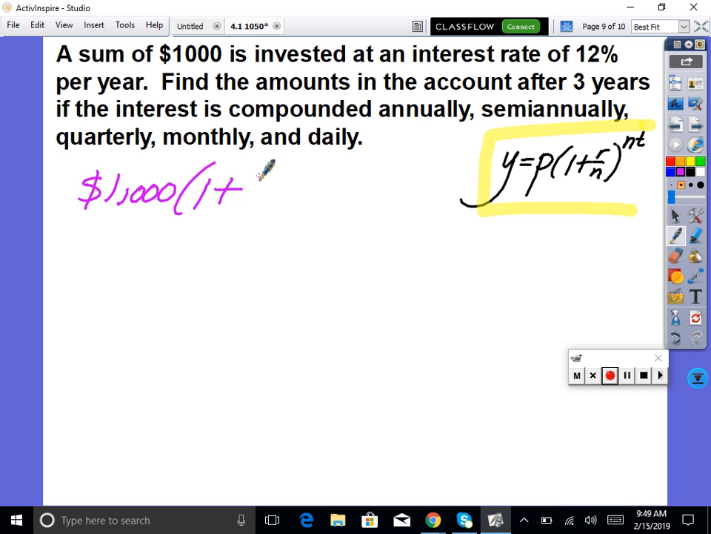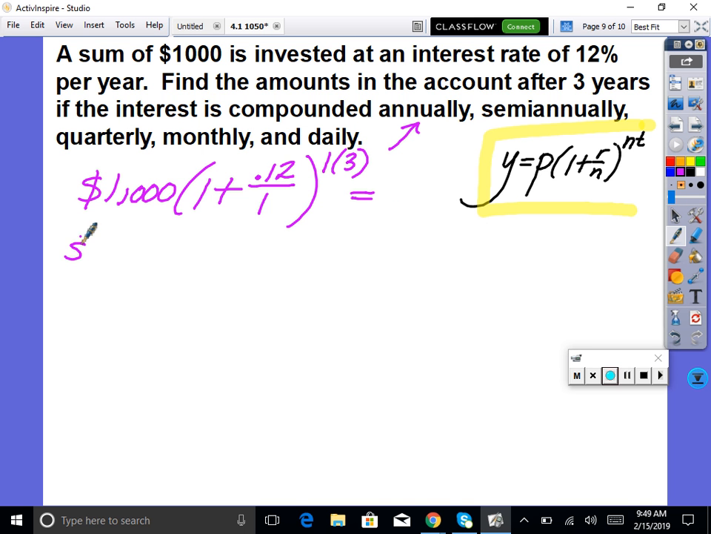Then we have 1 plus our rate is 12%, so 0.12, divided by N, the number of times it compounds in a year. So annually would be how many times a year? Once, right, everyone? Raised to the NT, so 1 times, and then the time in the account is 3. So you'd use your calculator and calculate it.